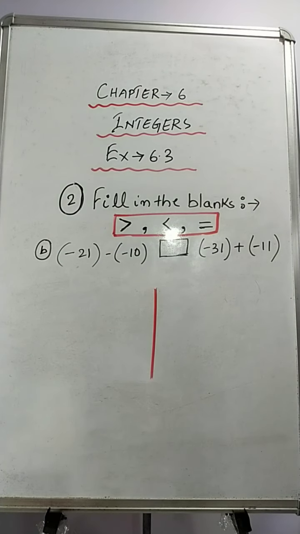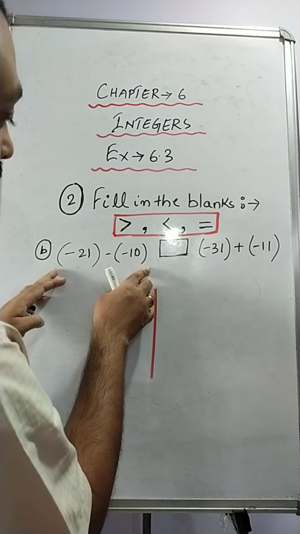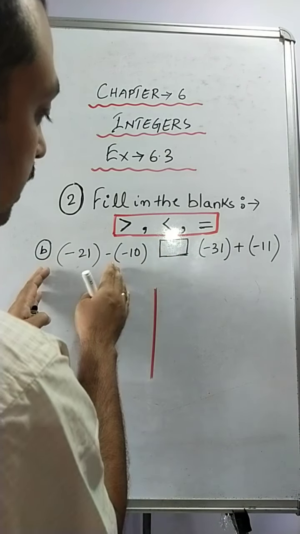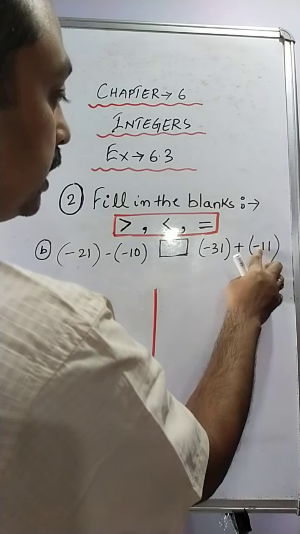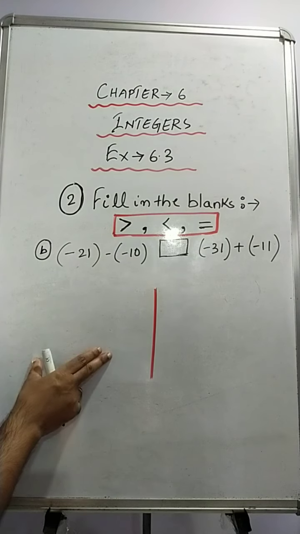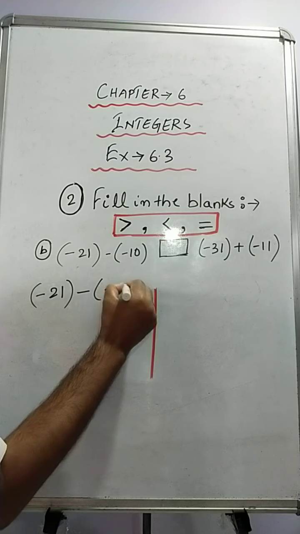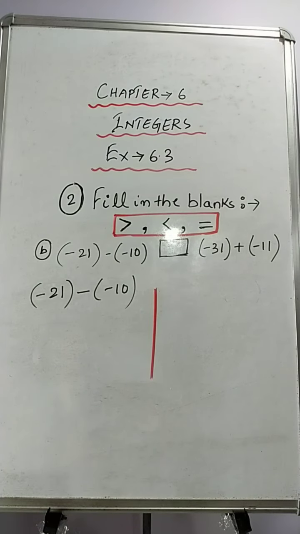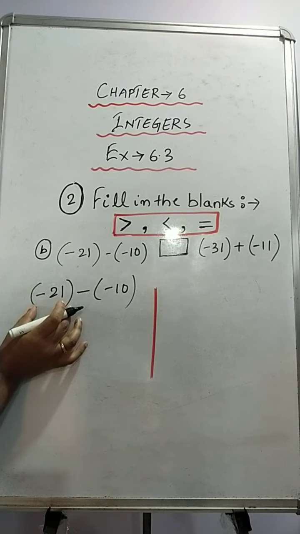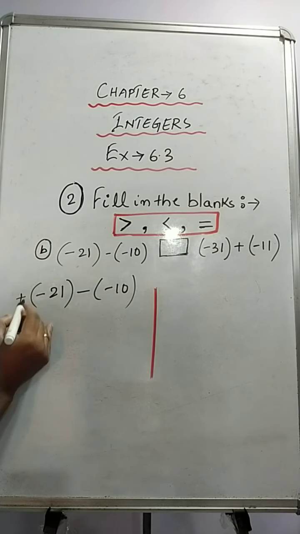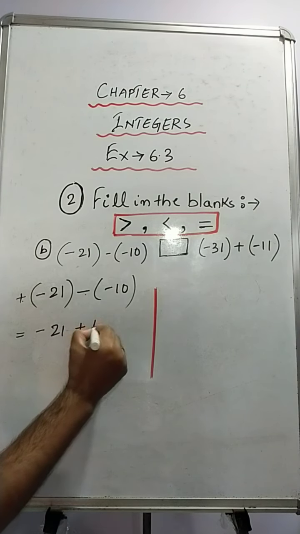Now sum number B, we have minus 21 plus inside the bracket minus 10 on the left hand side of the box, and on the right hand side of the box we have minus 31 plus inside the bracket minus 11. Let's solve this left hand side first. That is minus 21 plus inside the bracket minus 10, isn't it? Okay, so how to open the bracket? Now as you see, this particular bracket is carrying plus sign outside the bracket. So plus minus is minus 21. Minus is what? Plus 10.